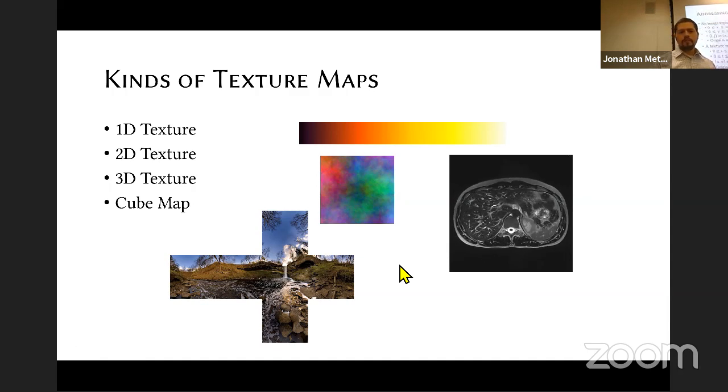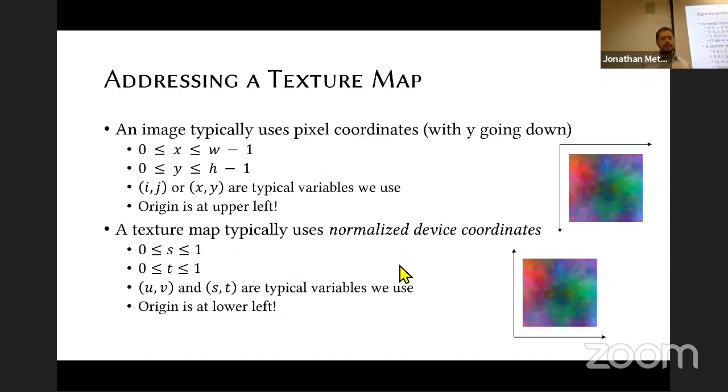Okay. So let's look at how to address a texture map. How do you create addresses in a texture map? If you're talking about an image, we typically use pixel coordinates, in other words, integers going from 0 to width minus 1. So if you're going to write to a 256 by 256 image, the leftmost pixel is at x equals 0, and the rightmost pixel is at 255, because that's the 256th element as far as width goes. Just like a regular array in C++.